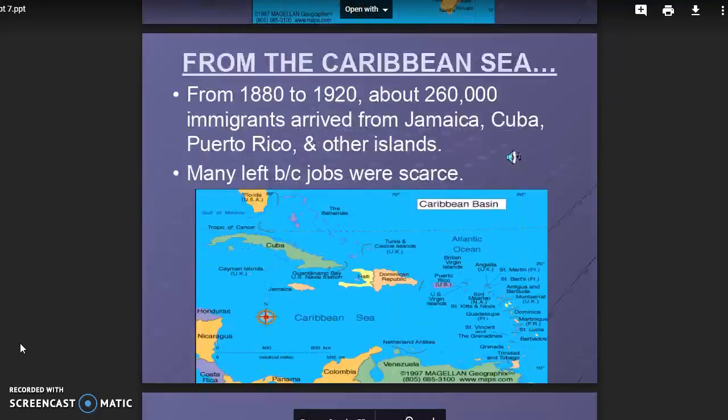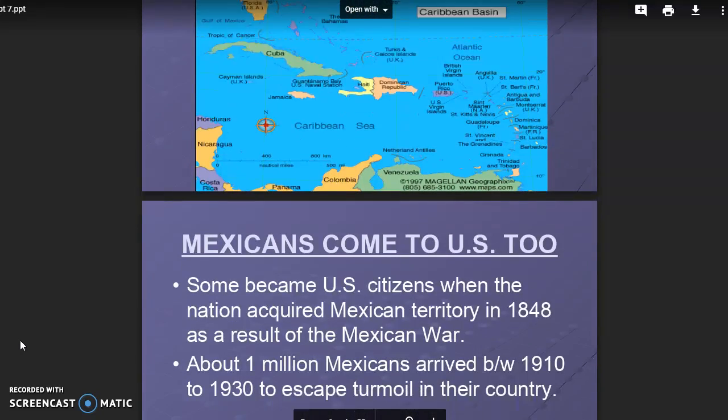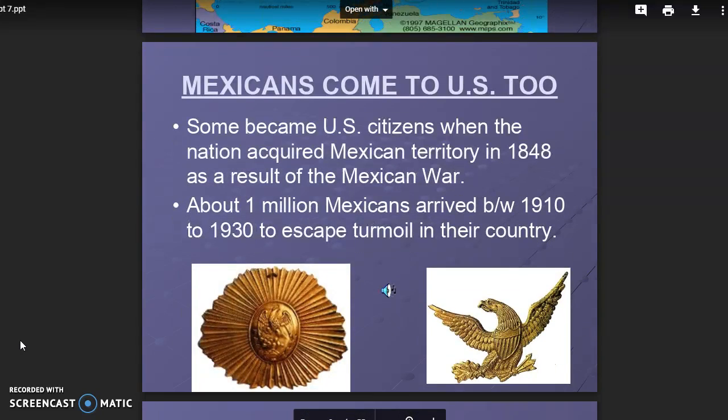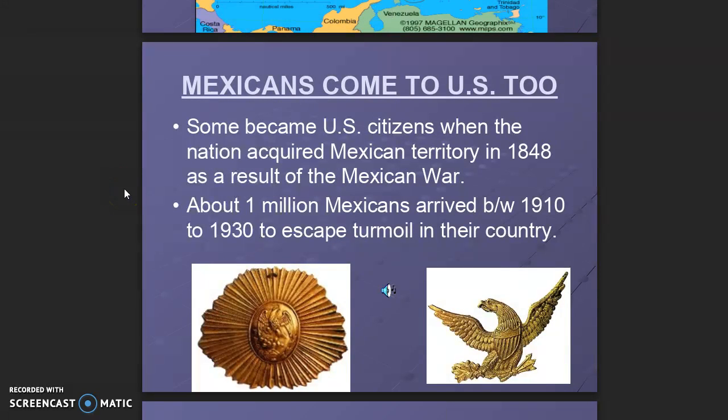We'll skip this slide because there is nothing on your study guide regarding this one. Take a look at question number 5. How many Mexican immigrants came by 1910? Read along with me. Mexicans came to the U.S. too. Some became U.S. citizens when the nation acquired Mexican territory in 1848 as a result of the Mexican War. About 1 million Mexicans arrived between 1910 and 1930 to escape turmoil in their country. So for question number 5, you can write down 1 million Mexicans arrived.